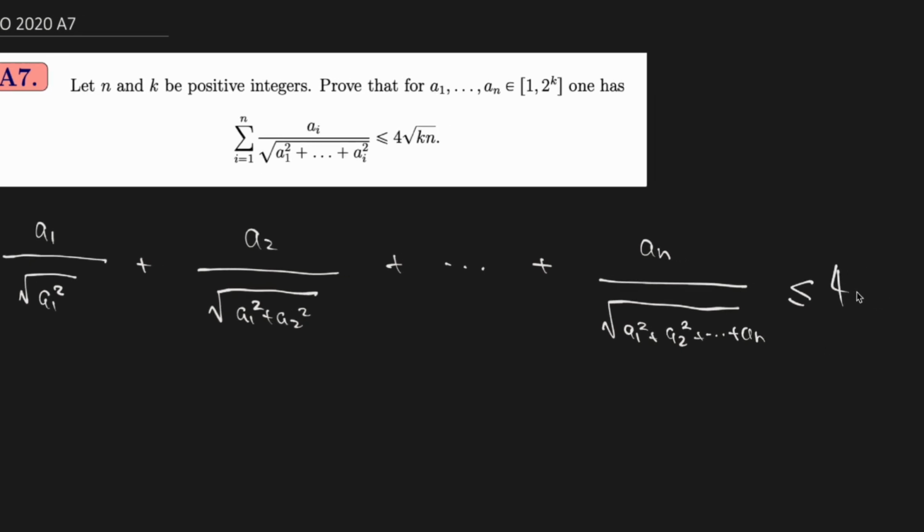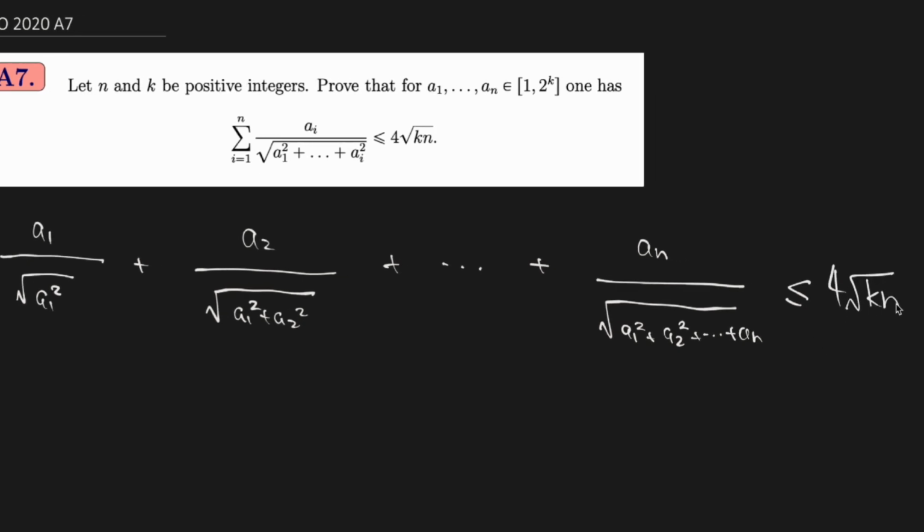But okay, we want the sum to be really big. What that means is that we want the numbers on the top, so like the A1, the A2, the AN, all of these things on the top, we want them to be really big. And the denominators, the things on the bottom, we want them to be small in order for the fractions to be big. So we want these red things to be small.